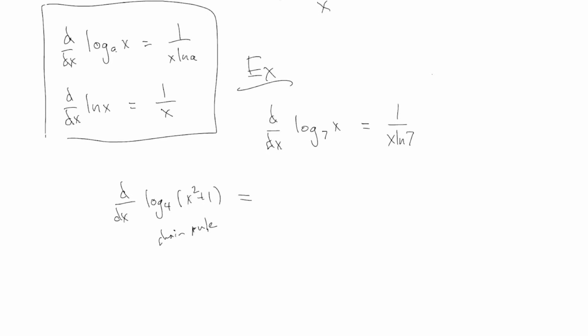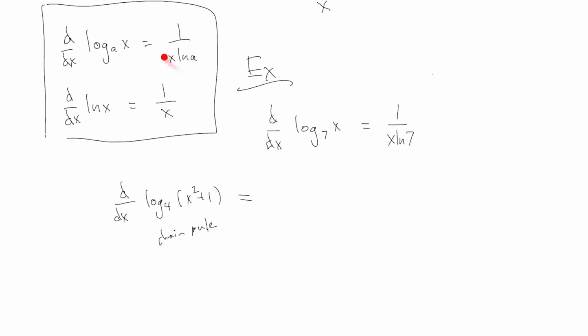This is going to be the chain rule. So we do the derivative of the outer function, keeping the same thing on the inside, and then separately times the derivative of the inside. So what does that look like in this case? The derivative of the outer function is this log base 4. When I do the derivative of the outer function, I use this formula.